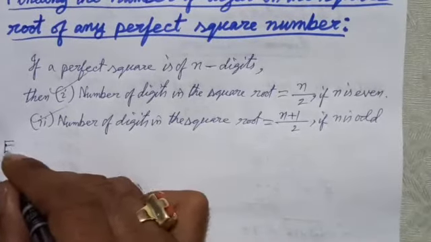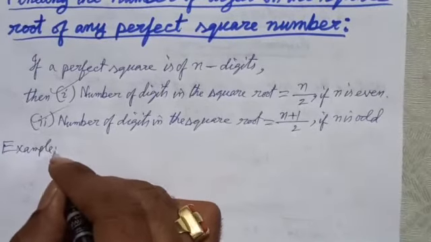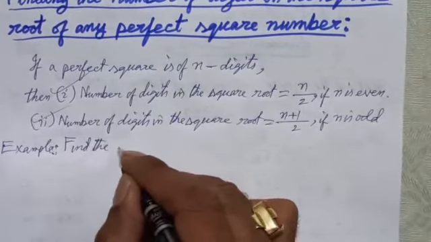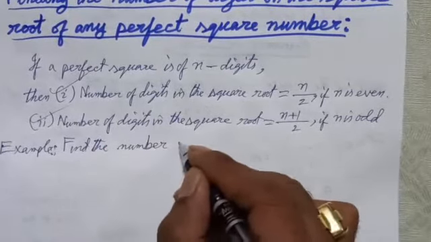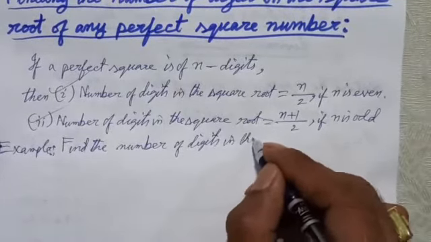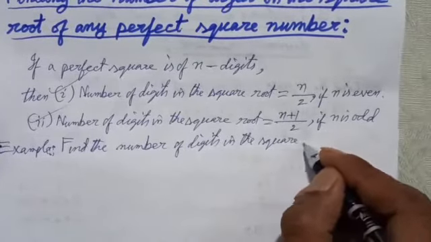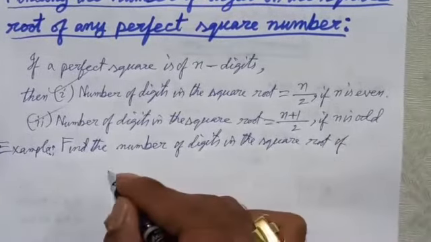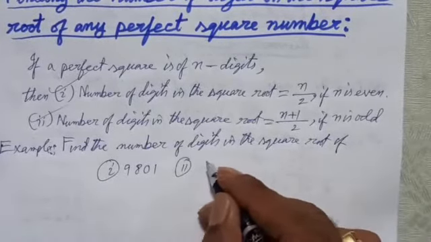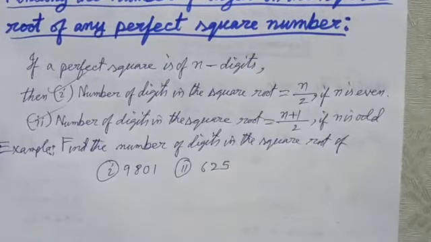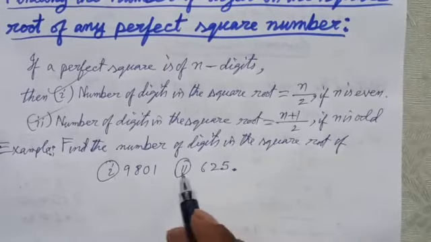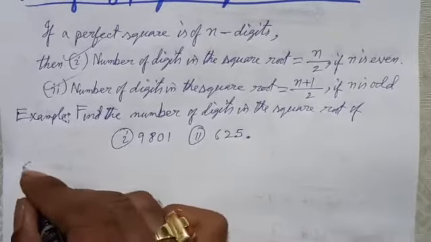Now example. Find the number of digits in the square root of Roman number 1, 9801, Roman number 2, 625. Now let's try to find out these two. Now solution.